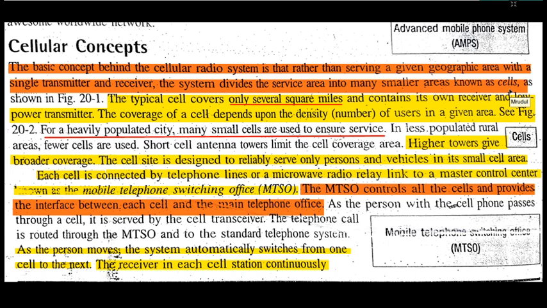So any working area is divided into small regions, and that small region is known as a cell for that radio system or radio telephone system. And that is how the word cell came into the picture. A typical cell covers only a few square miles.